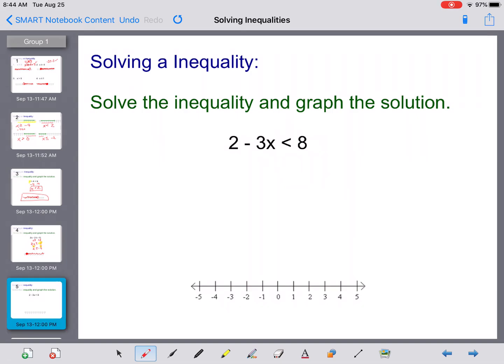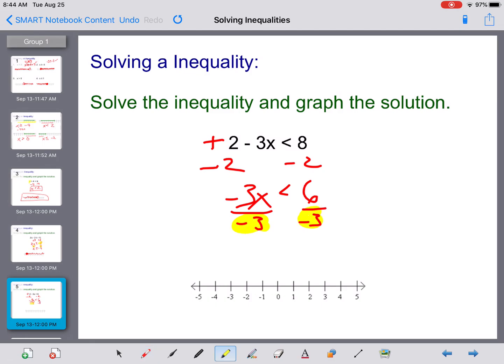Here we have 2 minus 3x is less than 8. This is a positive 2 on the left side, so we're going to subtract 2 from both sides first. From here we're going to divide both sides by negative 3, and since we are dividing both sides by a negative number, we have to flip our sign of inequality. So we're going to say x is greater than negative 2.